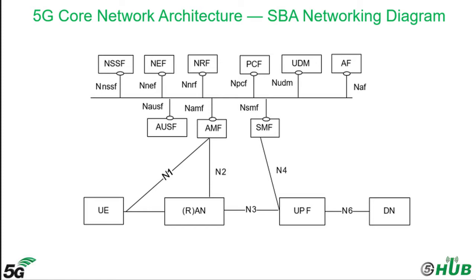The PCF is equivalent to PCRF, for example, and also UDM is equivalent to HSS. UPF is equivalent to serving gateway user plane and the packet gateway user plane. Also, we have a node called NEF, which is equivalent to SCEF. However, the exposure capabilities of NEF don't include the IMS part. Also, for network slicing, we have NSSF, a new network function used to select network slices, and NRF is a new network function used for service registration and discovery under the service-based architecture.